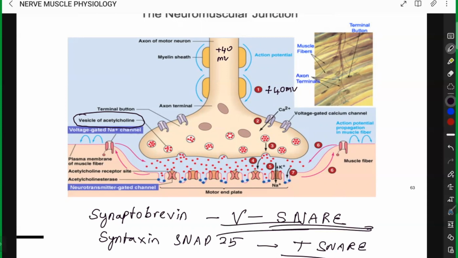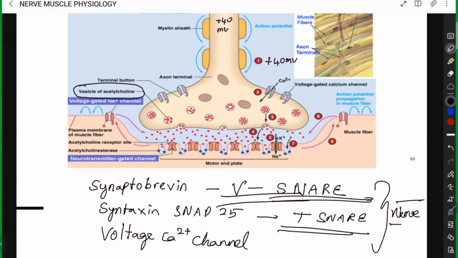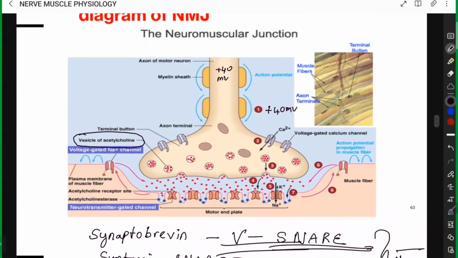Remember, apart from it, I'll tell you one by one where all these things will be. So you are going to have a V-SNARE, a T-SNARE, and a voltage gated calcium channel. For now, you're going to remember these three things. These three things are going to be present in the nerves. Now, we are not talking about muscle. We are going to talk only about the nerve.